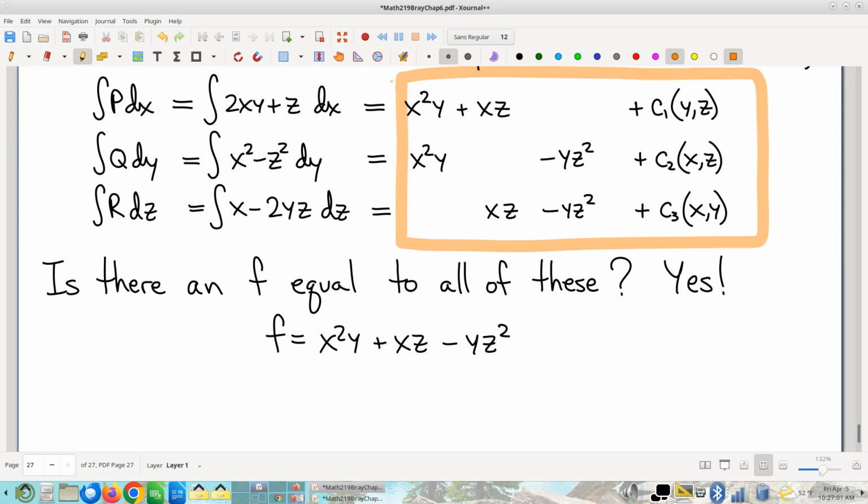Can I choose functions C1, C2, and C3 that will make all three of these exactly the same thing? And thus begins the game. Now, how you play this game is up to you.